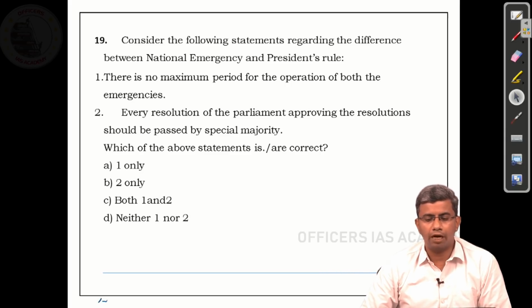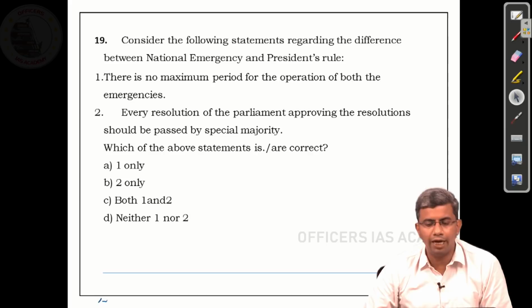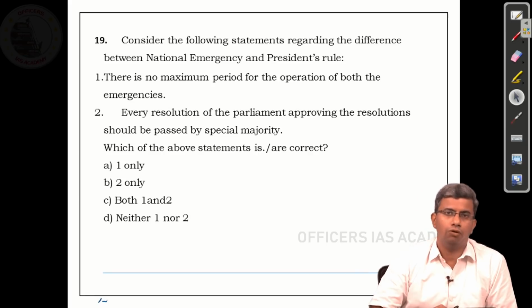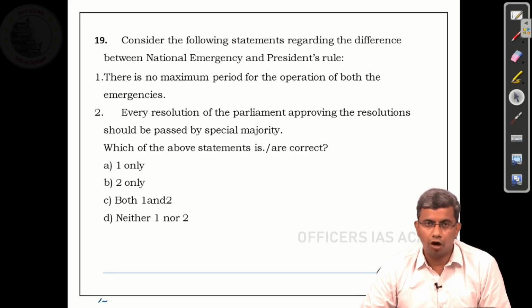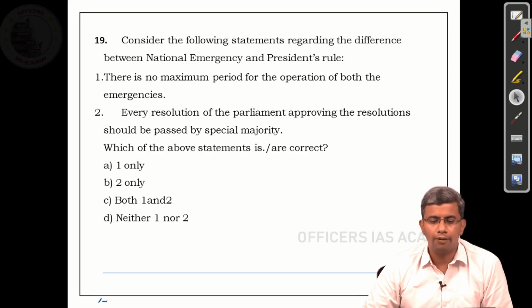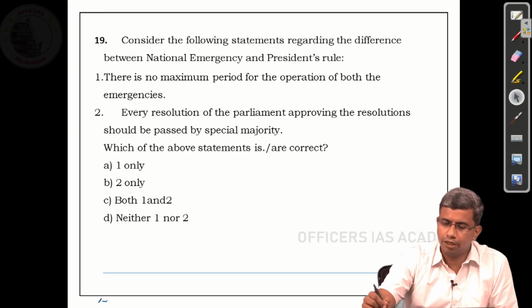Every resolution of the Parliament approving the resolution should be passed by special majority. No, it is only for national emergency that you need a special majority. For state emergency, you don't need a special majority. So the correct answer is neither 1 nor 2. Right?